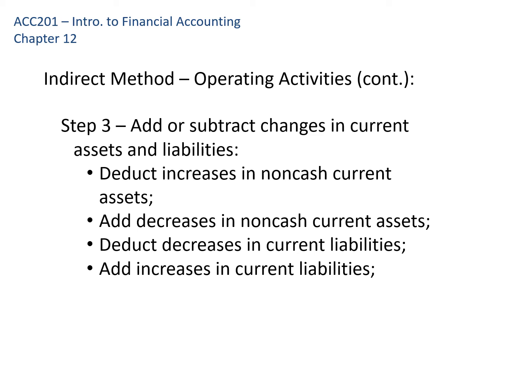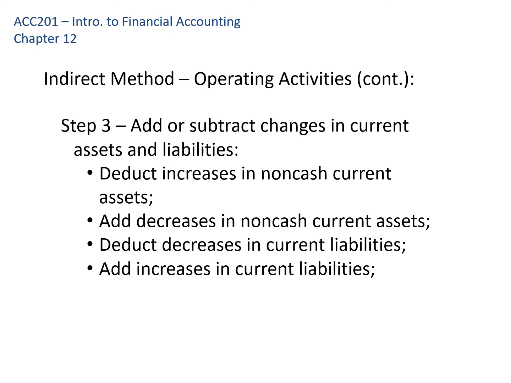But if at the end of the year, I have $20,000 in accounts receivable, so I started at zero, I end at 20, but I sold $100,000 worth of stuff, that increase of $20,000 has a negative impact on our cash flow. It means that of the $100,000 I sold, I only received $80,000 in cash. So that increase has a negative impact. By the same token, a decrease would have a positive impact. It would mean I collected some of the money from last year plus all of what I sold this year.